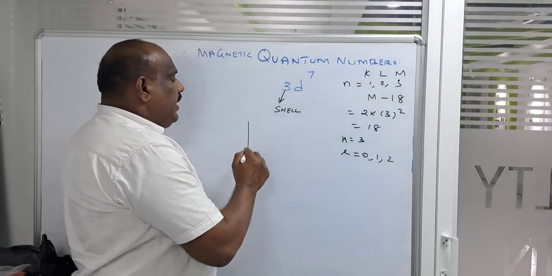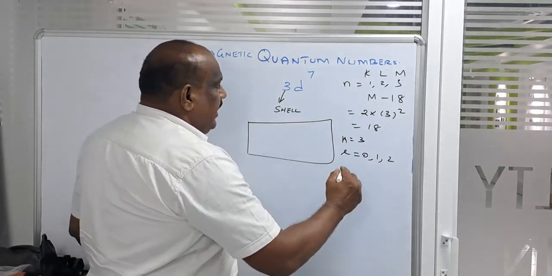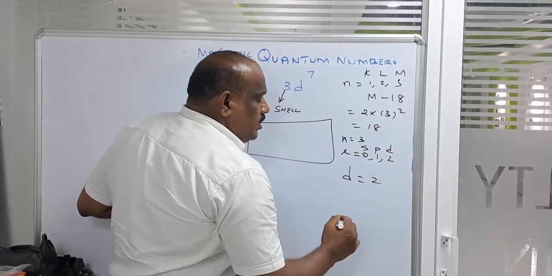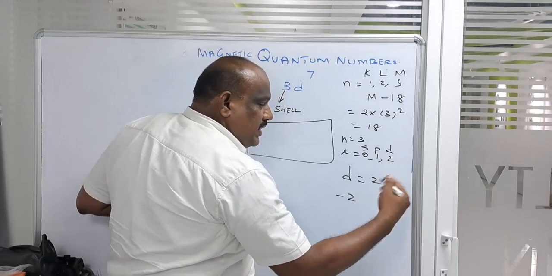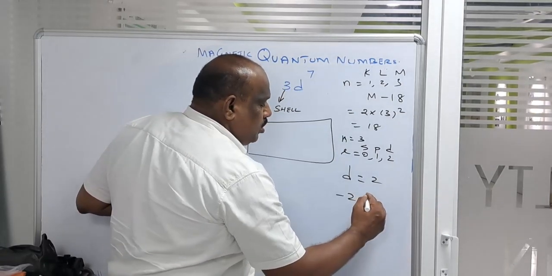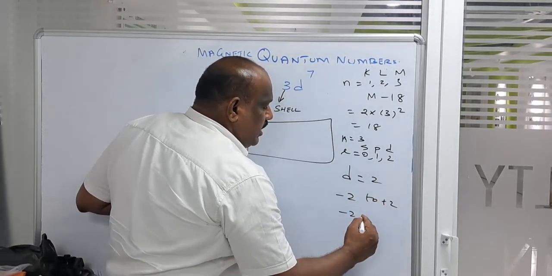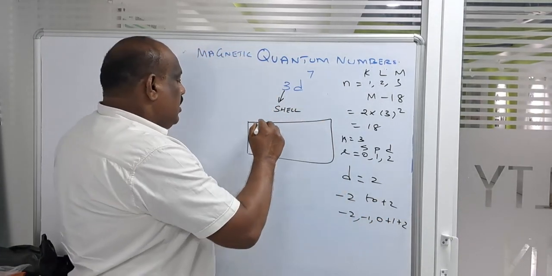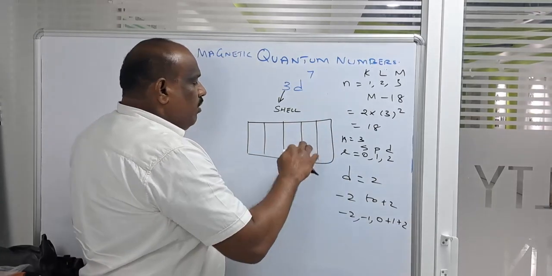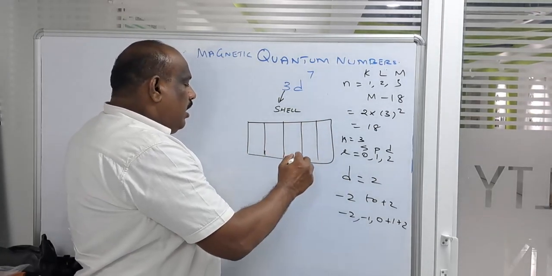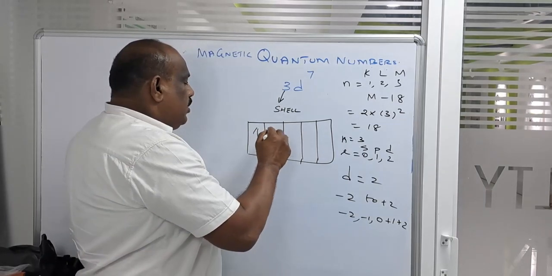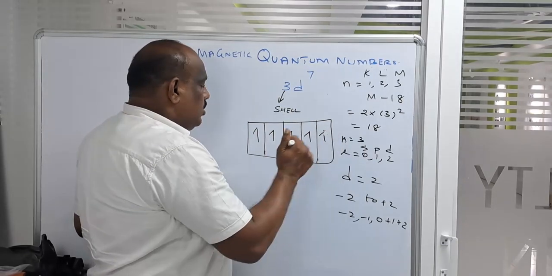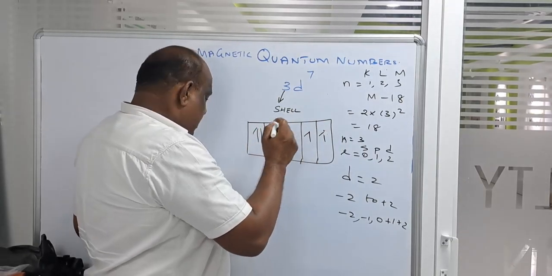How many orbitals can the d subshell have? s, p, d, so d is l equal to 2. Orbitals range from minus l to plus l, so minus 2 to plus 2, including 0: minus 2, minus 1, 0, plus 1, plus 2. There are 5 orbitals. Now, where is the electron? It is the 7th, so 6 is here, 7 is here.